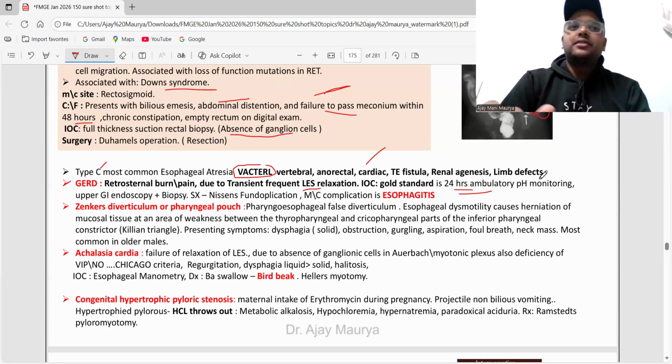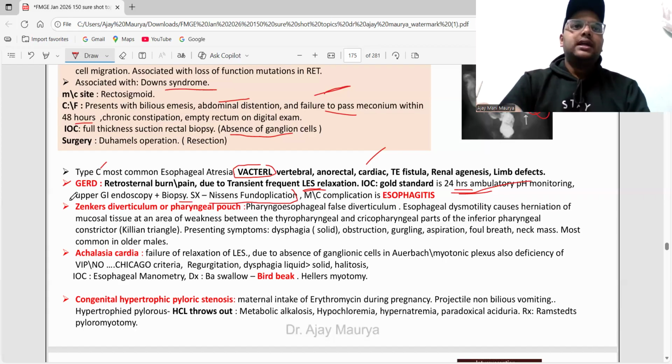This is one question. Okay, na? Also you have to do the upper GI endoscopy plus biopsy. Surgery is important. This is Nissen's fundoplication. The most common complication is esophagitis. Everything is important here in GERD. Due to LES relaxation, one MCQ. Gold standard, 24 hours ambulatory pH monitoring. Surgery important, complication important. Okay.